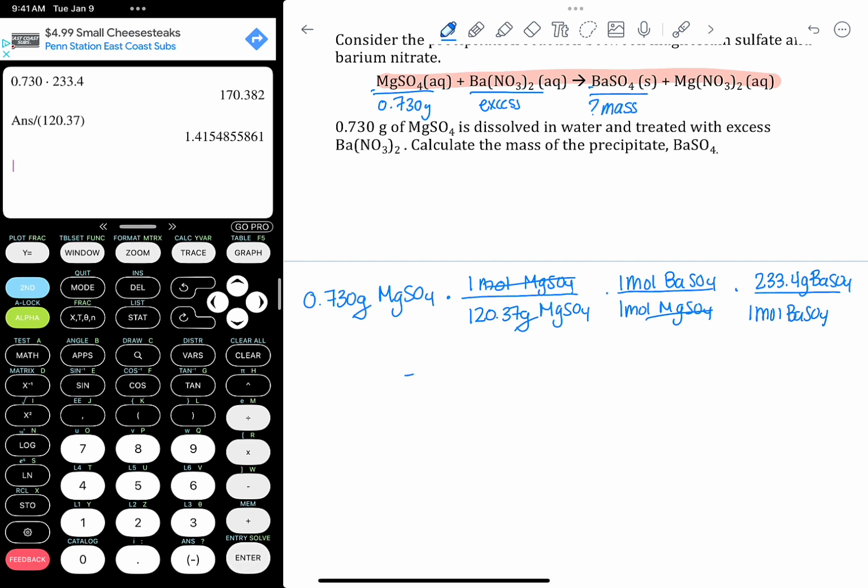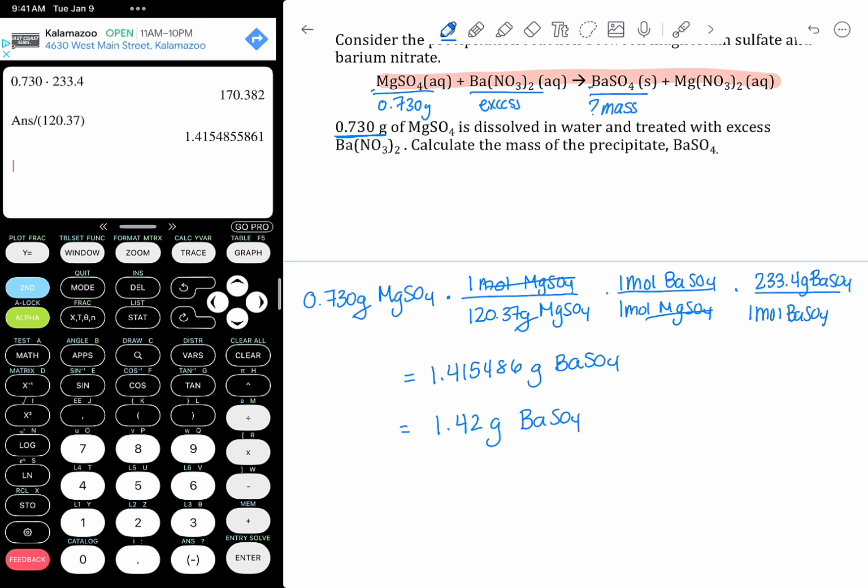So we get our mass of barium sulfate to be 1.415486 grams of barium sulfate. Now with sig figs, our sig figs coming from our mass of magnesium sulfate, this becomes 1.42 grams of barium sulfate. So that's what we are going to have. So if I take 0.73 grams of magnesium sulfate and I react it with enough barium nitrate, my precipitate that forms will have a mass of 1.42 grams.